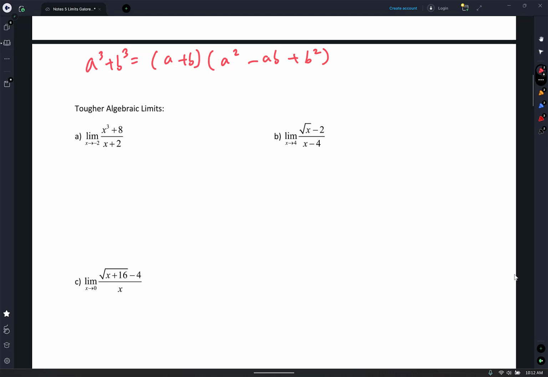The difference of cubes, I'll write it in here because you'll probably need it. a cubed minus b cubed equals (a minus b)(a squared plus ab plus b squared). Do I got to memorize that forever and ever and ever? At least for the next 5 or 6 years.